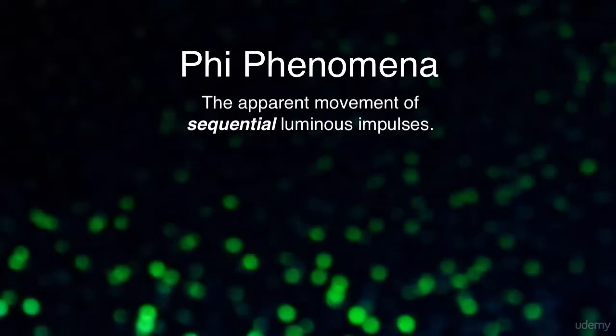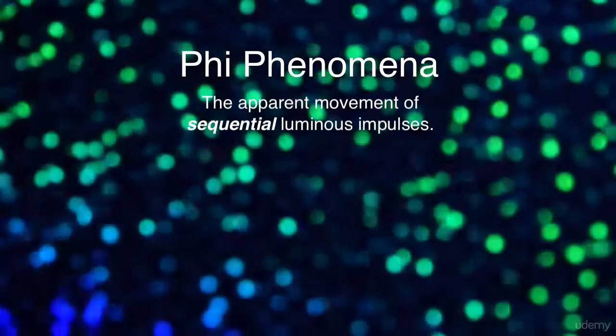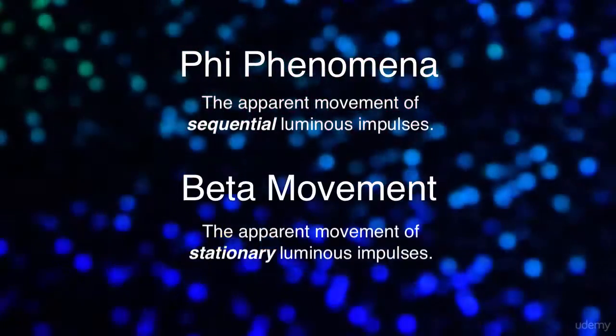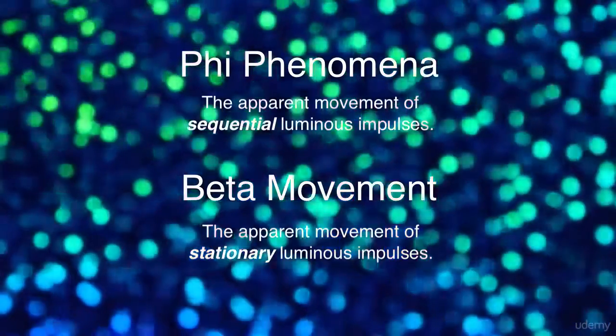Where phi phenomena is the apparent movement perceived by luminous sequential impulses, beta movement is caused by stationary luminous impulses. Confused? They sound like the same thing, but physiologically they are different. The phi phenomena occurs when lights are turned on and off in succession, giving the illusion of movement. In this example, the red light appears to be moving around the square, but in reality it is just a colour change in each following cube colour.